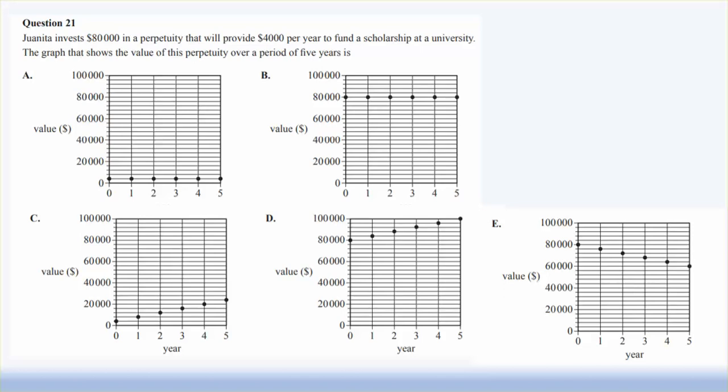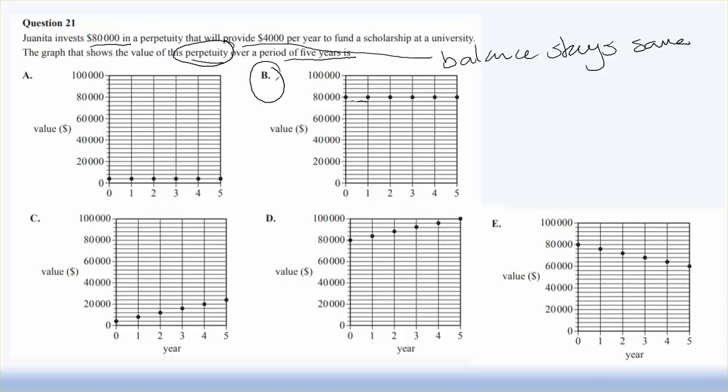Next one. Juanita invests 80,000 in a perpetuity that will provide 4,000 per year to fund a scholarship at a university. The graph that shows the value of a perpetuity over a period of 5 years is. You need to know what a perpetuity is. The balance stays the same. Any interest earned is just paid as the scholarship or whatever it might be for. So where does the balance stay the same? At 80,000, which is invested. B, it stays at 80,000.